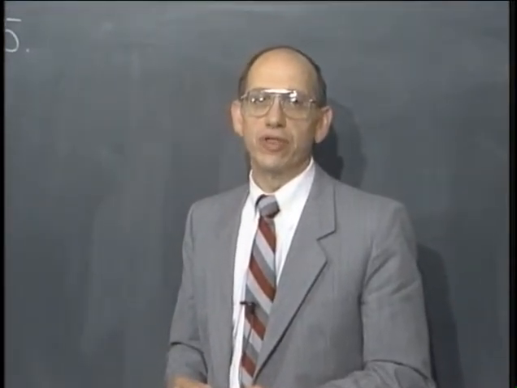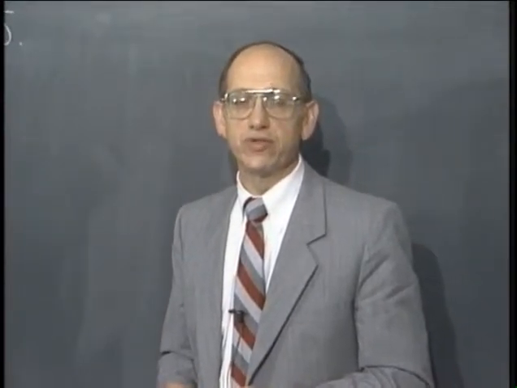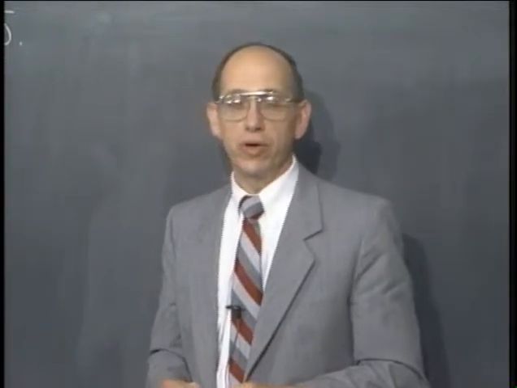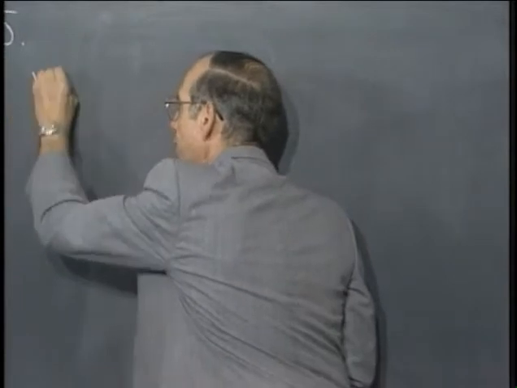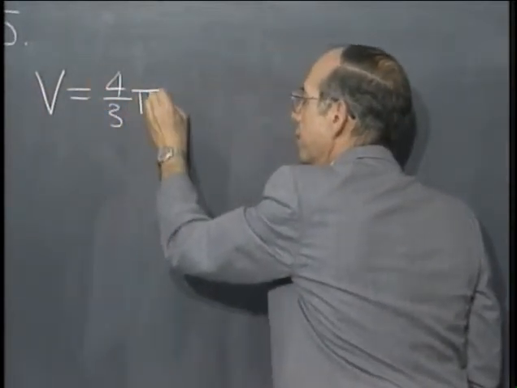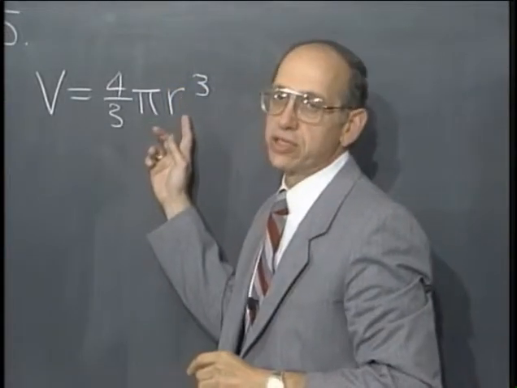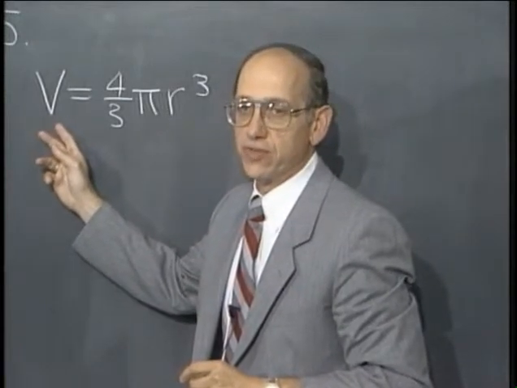Now, the only thing you really have to know to do this problem is the formula for the volume of a sphere in terms of its radius. There you have two choices. Either you remember it or you look it up somewhere. The formula is V equals 4/3 pi times r cubed, where r is the radius of the sphere and V is the volume of the sphere.